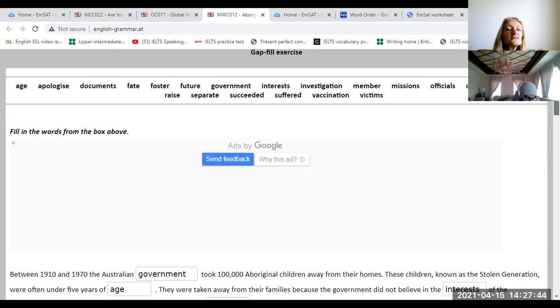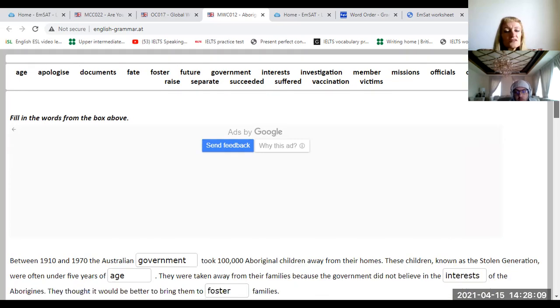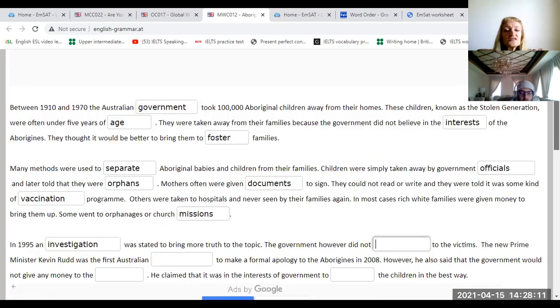Reward or succeed? Wait a minute. No, we haven't got compensation. They didn't give them any compensation then. So I'm wondering what word it would be. Are you crossing the words off as we go? Yes. We've got the word politician. I don't know where that would go. Oh, victims? No. We haven't used that. We haven't used politicians.